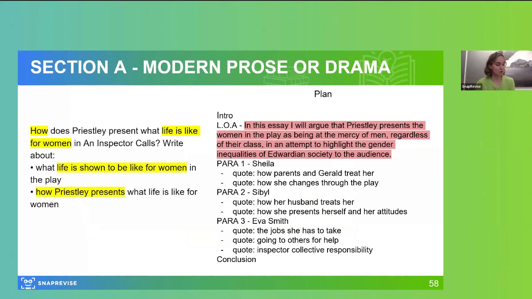So for section A, this is your modern text. So it's either a prose book or it is a play. So it's very similar to section 1. However, you get given a question to choose from. Pick which question you feel like you can write more about.